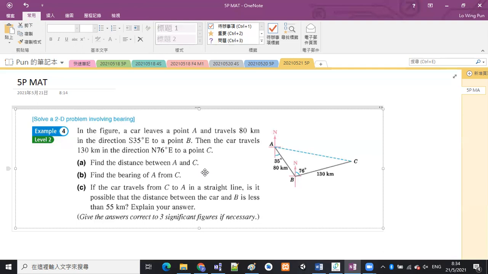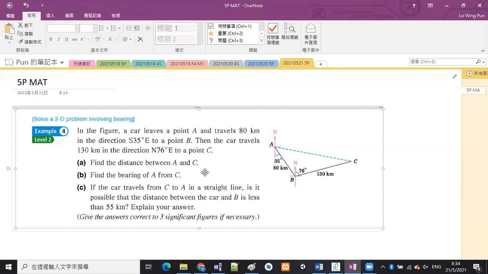Okay, because as I told you, in the DSE there will be no diagram drawn for you. Okay, you need to draw the diagram yourselves. Okay, and then we have the distance. Part A, find the distance between A and C. And if you want to find the length, then we always need a triangle. So now in part A, I want to find the length of AC, and AC belongs to triangle ABC. This is the only triangle, right?